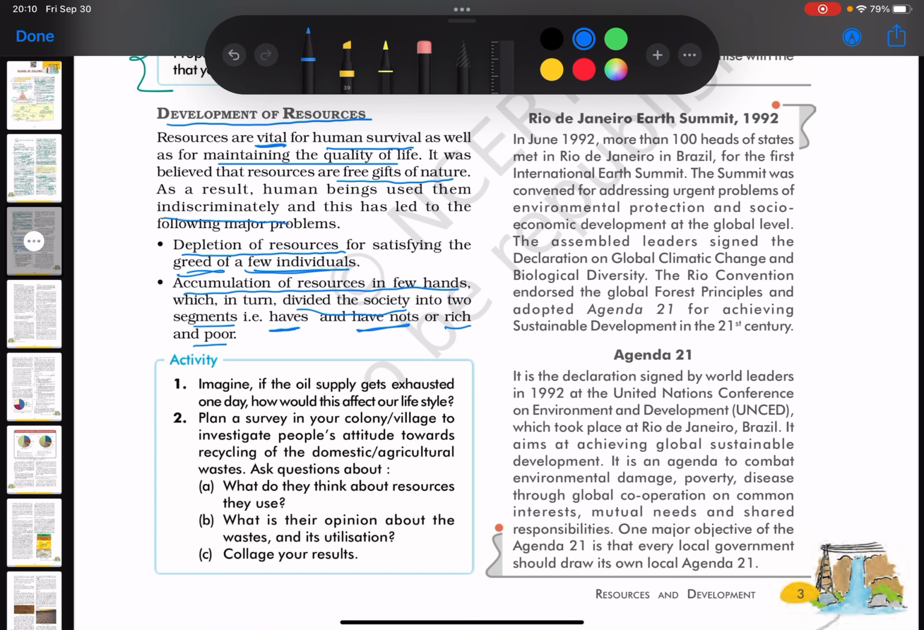Okay. The second thing you could do is plan a survey in your colony or village or your society to just understand what people's attitudes are towards recycling of domestic and agricultural waste. Now this is a big problem. You just need to google about it and see how big an issue this is. So you might want to think about what people think about resources they use. What is their view on the waste that is generated, and what about the utilization of it, and then look at all your results.